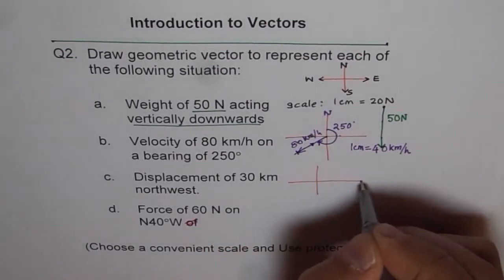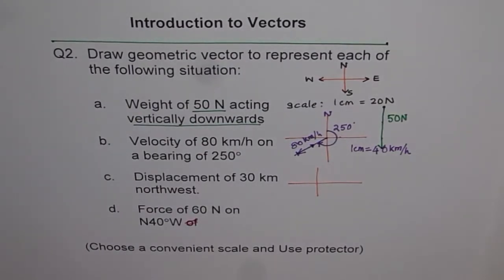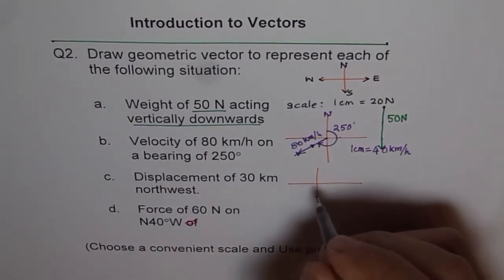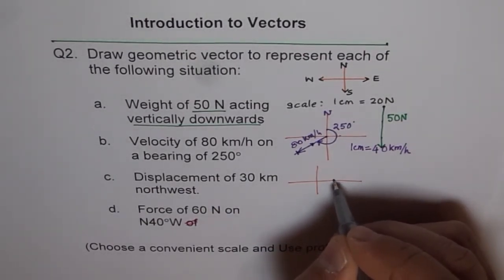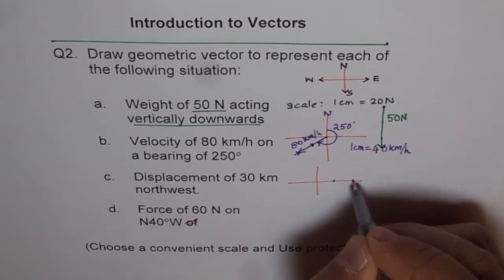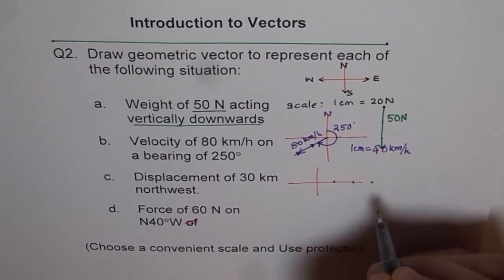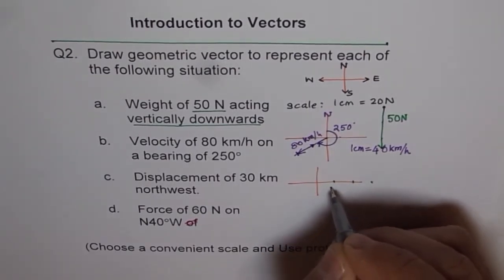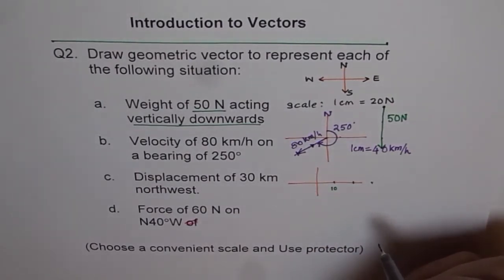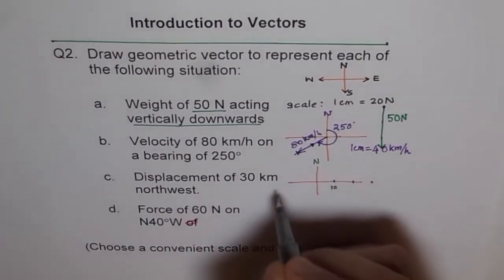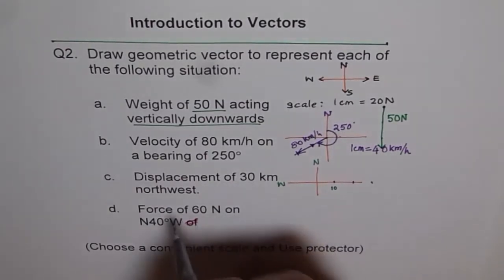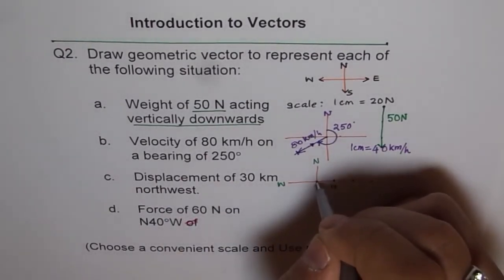So let's say this is my scale for displacement. Now we say 30 kilometers. So let me have this time units of 1 centimeter as 10 kilometers, let us say. So each is 10 kilometers. How do I define my scale? Each is 10 kilometers. Northwest. That means this is north and this is west, right? So northwest is 45 degrees going in this direction.